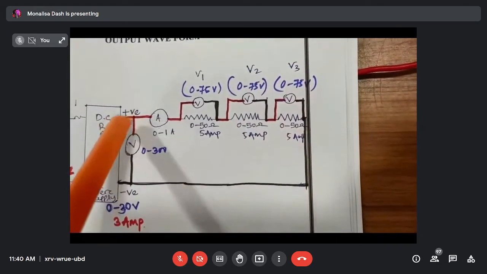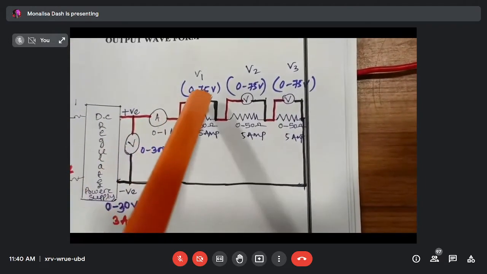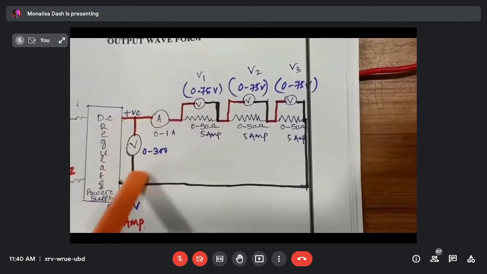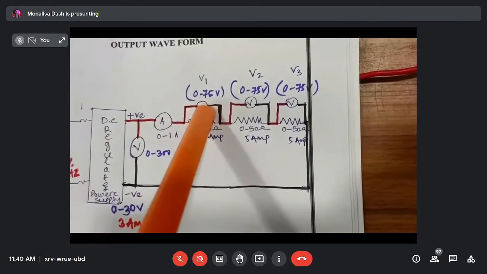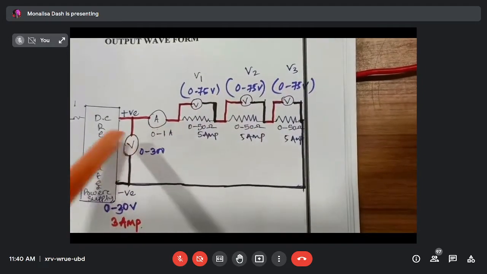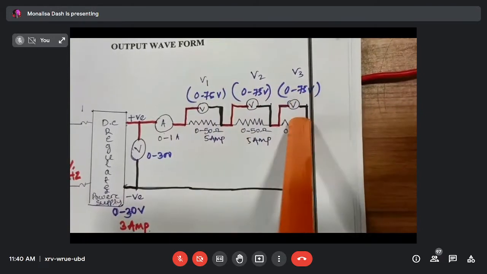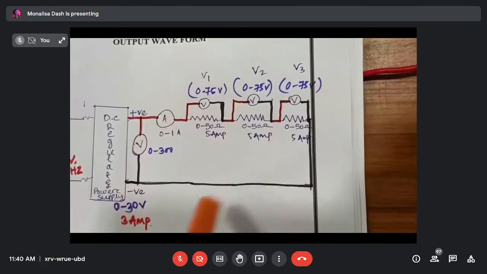So the total voltage V is equal to V1 plus V2 plus V3. Then KVL is verified.